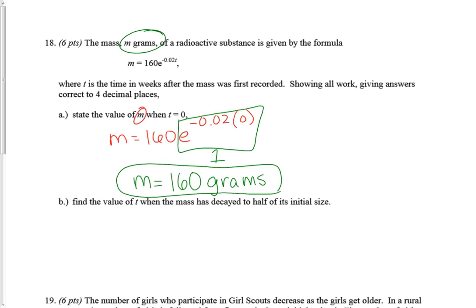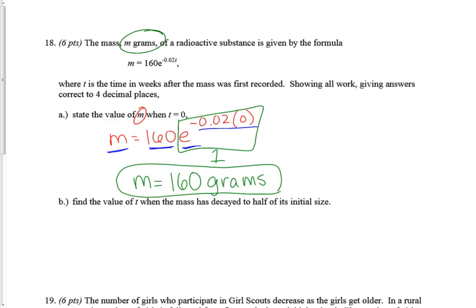Even if you didn't plug in 0, you also probably should have noticed that this is following that same pattern where the amount at the end is the amount at the beginning, and then the rate and the repeats going on. So my initial amount would be 160. So that seems to make sense. Question B says find the value of t when the mass has decayed to half of its initial size.